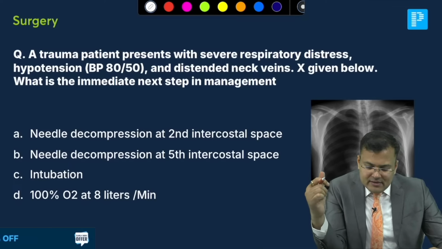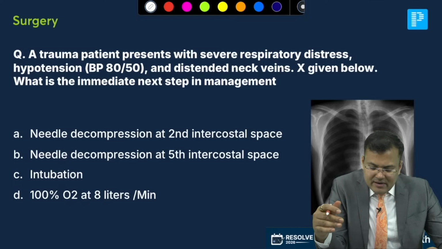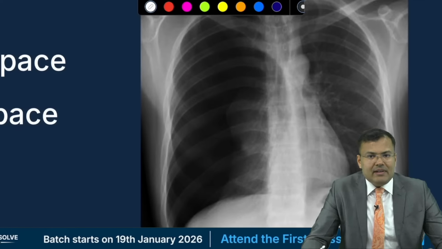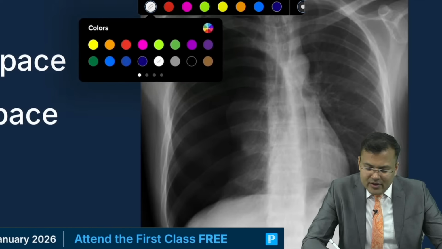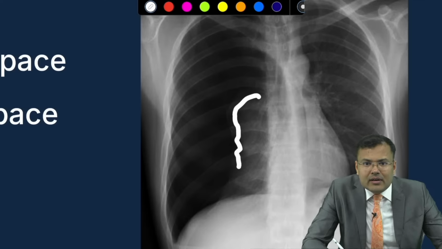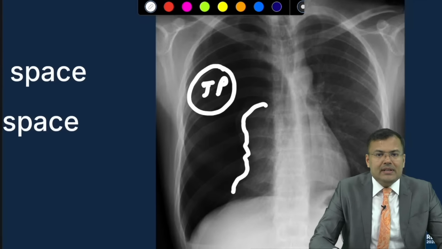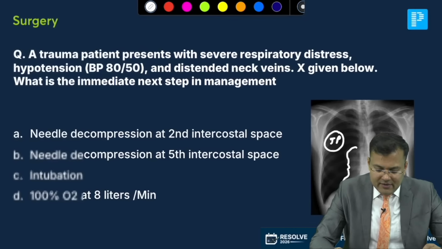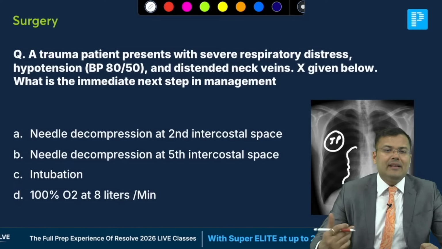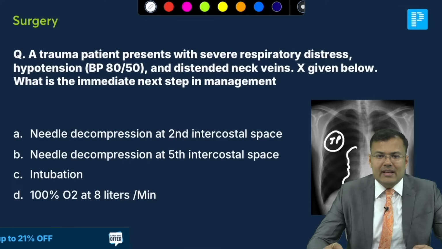Trauma patient presented with severe respiratory distress, hypotension, BP 80/50, distended neck veins, X-ray given below. You can see this patient is classically having tension pneumothorax. You can see the collapsed lung, the margin you can see here. Clear? So collapsed lung, tension pneumothorax. In this case, immediately you have to put a wide bore needle in the 5th intercostal space, in the anterior axillary line in adults, and the 2nd intercostal space in the midclavicular line in children.